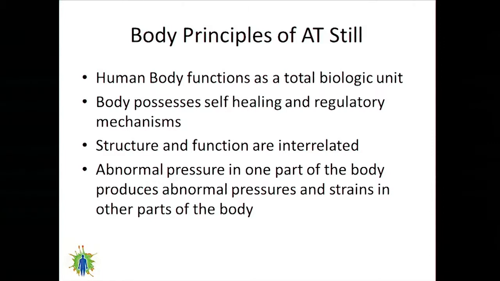The body possesses self-healing and regulatory functions. Structure and function are interrelated. An abnormal pressure in one part of the body produces abnormal pressures and strains in other parts of the body. He was talking about this in the 1800s. Now we're looking on a molecular level to say, yes, abnormal pressure on one cell produces pressures and strains down into the nucleus, which goes on to the next cell. And we're seeing exactly what he was talking about.